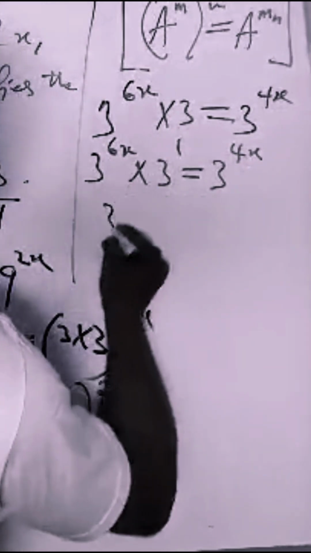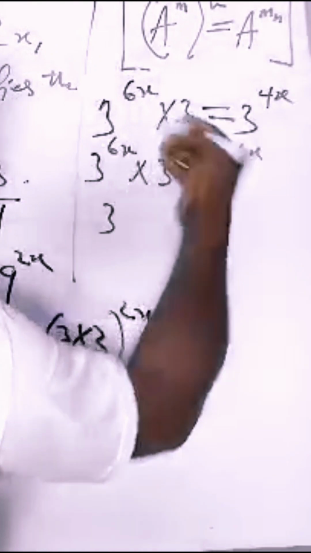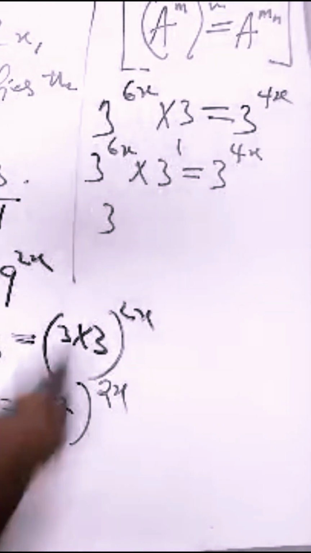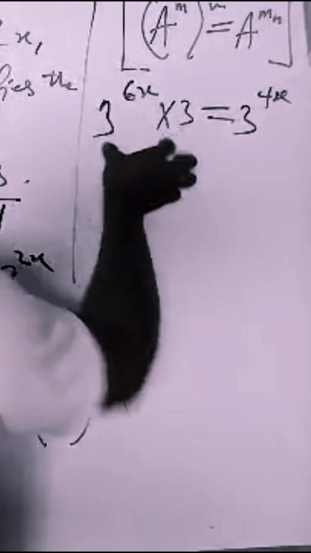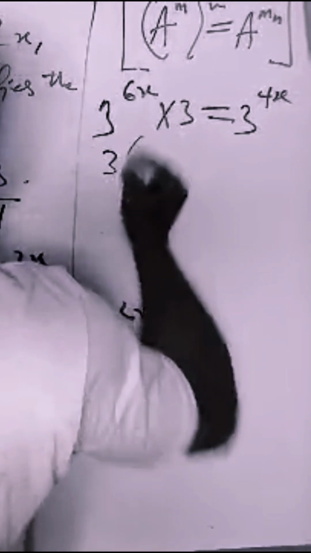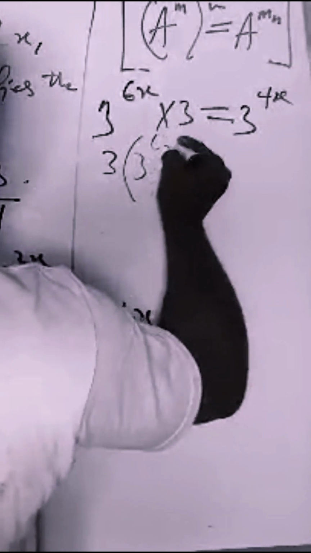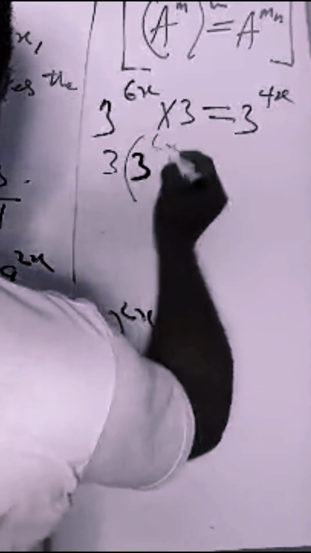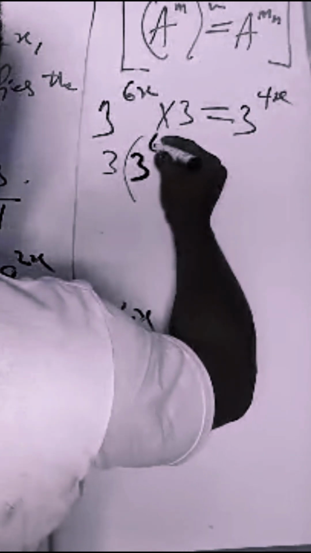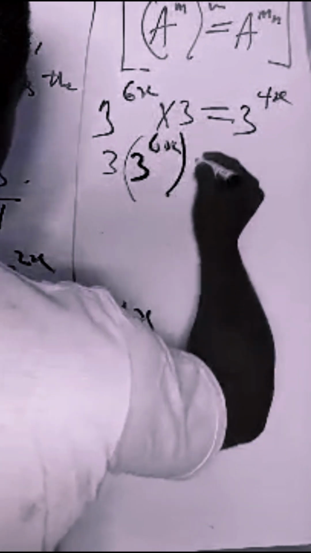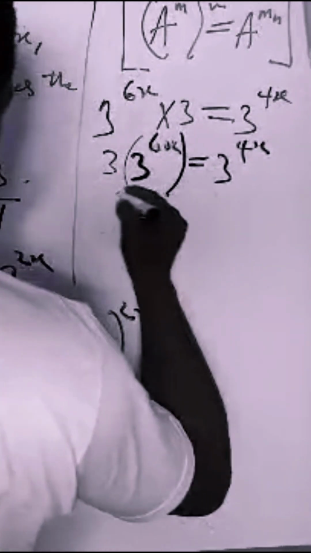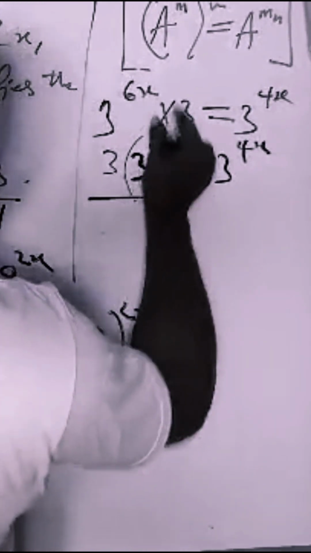So this is as good as 3 raised to power 1. It's still the same thing. Without going through this particular step, let me go through an alternative approach. Now this is as good as 3 times 3 raised to 6x, closing bracket, equals 3 raised to 4x. So let's divide all through by 3 raised to 6x.